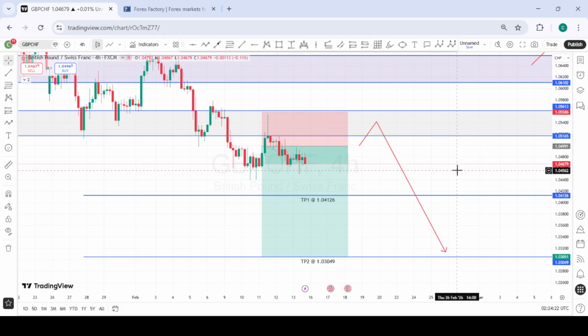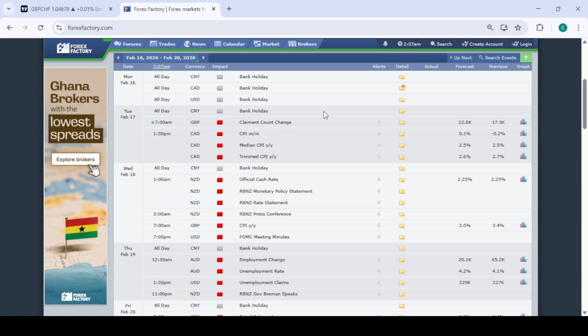Let's see what we have for the economic calendar for the coming week. On Monday, there's a bank holiday for the Chinese yuan, and then CAD, and then USD bank holidays. I think the Chinese have their spring festival, so it's actually going to run through the week. And Tuesday, we're going to have the claimant count change for the GBP and CAD CPI later in the day on Tuesday. Wednesday, we're still going to have the Chinese bank holiday running through the week.